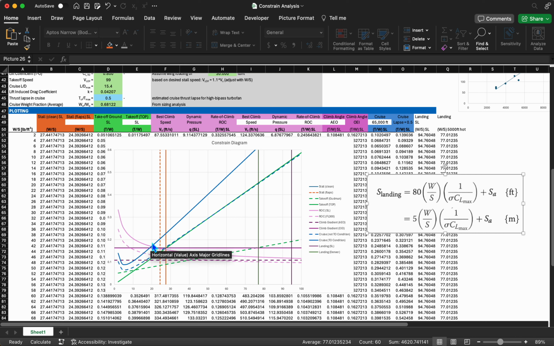So for this aircraft, it looks like, based on the numbers that I've just pulled out of a hat, a good wing loading would be somewhere around 20 pounds per square foot. And then we could probably get away with a thrust to weight ratio of maybe 0.18 would be something reasonable, to give a little bit of a buffer.